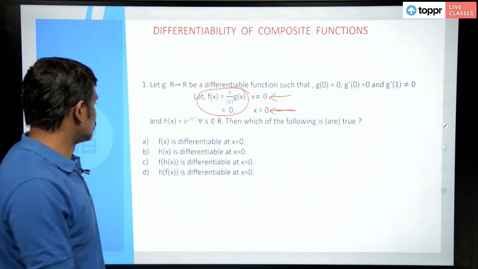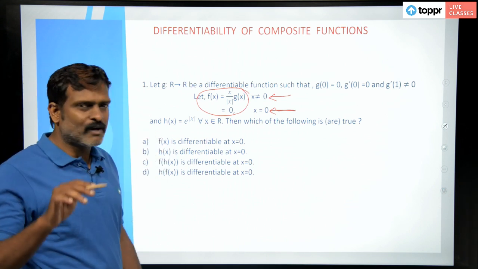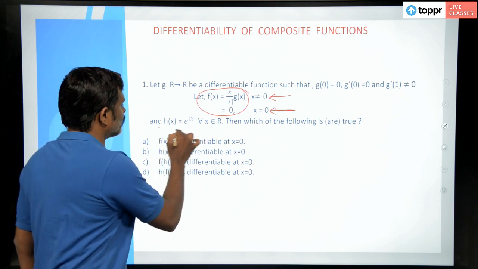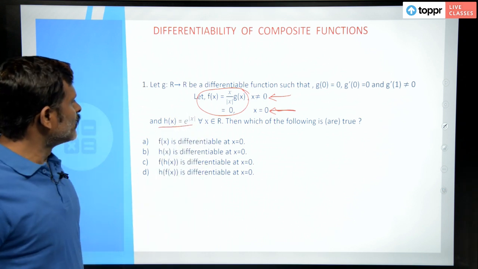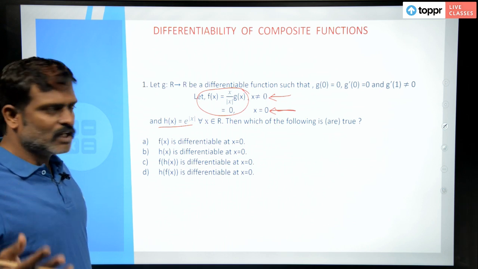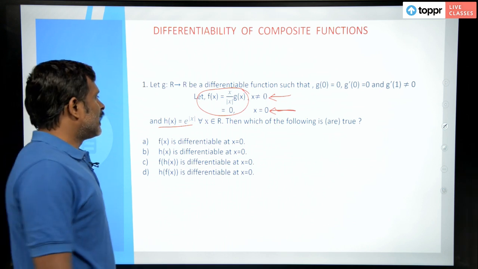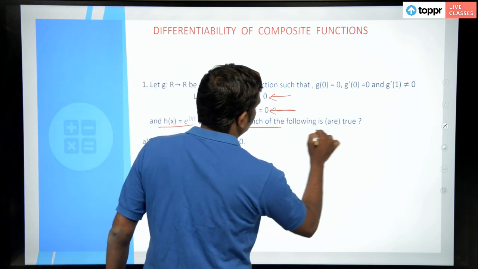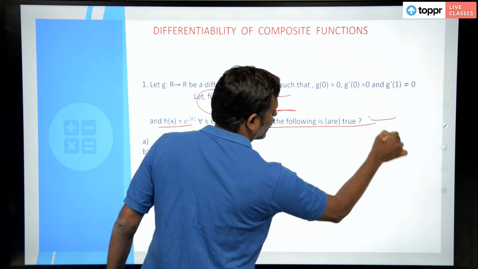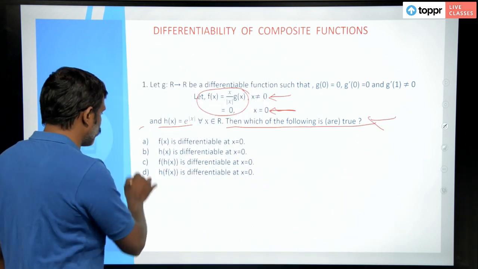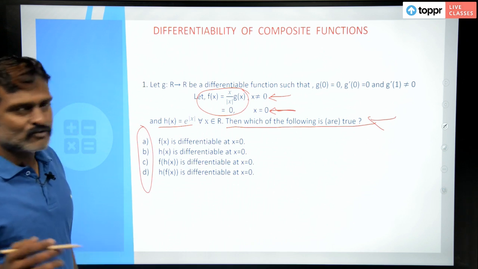One more function is given, h of x, which is equal to e power absolute value of x. This is another function. So, how many functions do we have here? We have 3, g, f and h. And then what is he saying, like which of the following are true? So, we have to find out, out of these 4 options, which are true is the question.